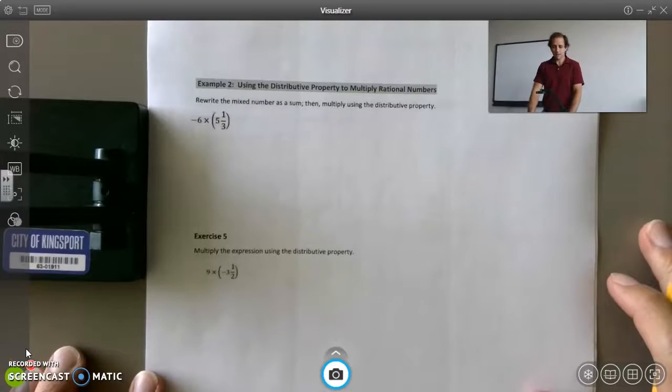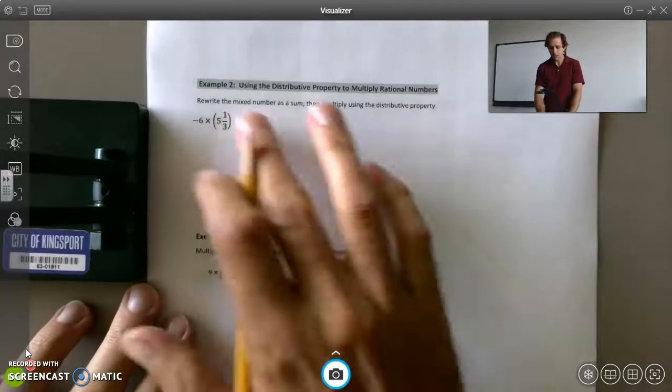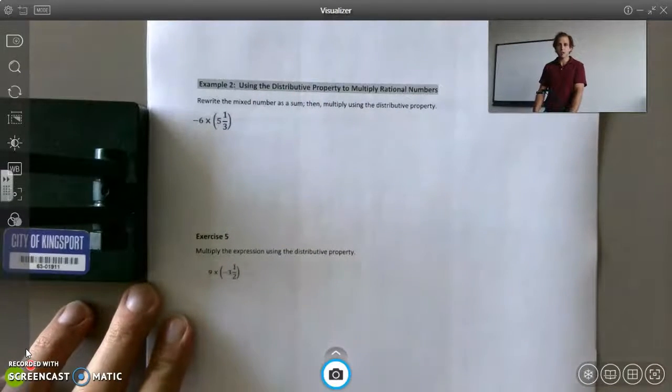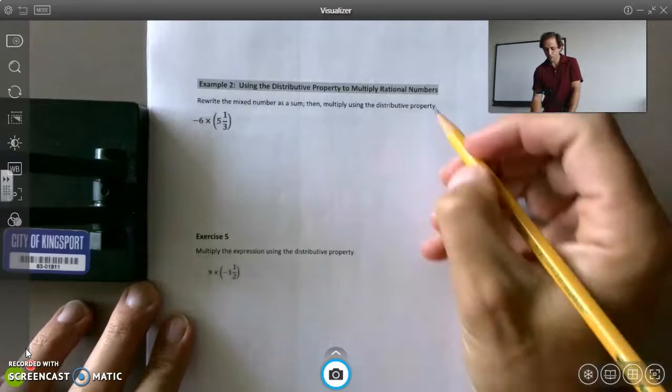Alright, this is Mr. Holly back for lesson 16, part 2. We're looking at example 2 using the distributive property. So let's review the distributive property.